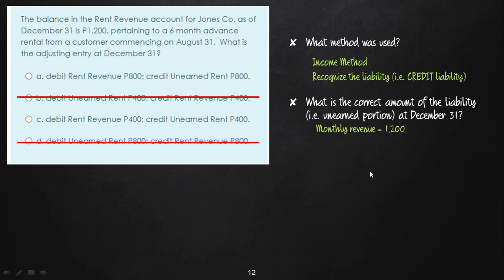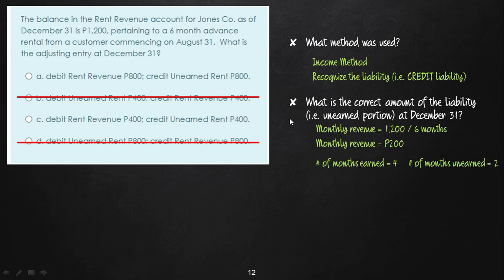So therefore, we first start by computing the monthly revenue. So the monthly revenue is the amount that you have accepted in advance, totaling 1,200. So to get the monthly, we will have 1,200 divided by 6 months. So therefore, ang monthly revenue niya class is 200. Okay, now, let us try to compute the number of months earned and then the number of months unearned.